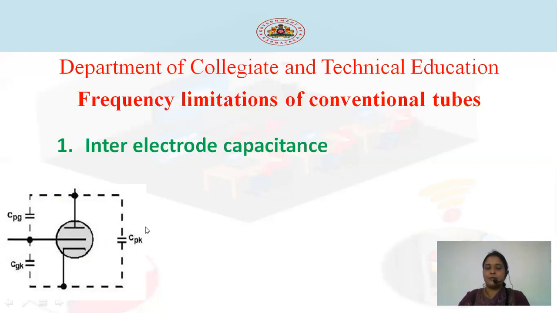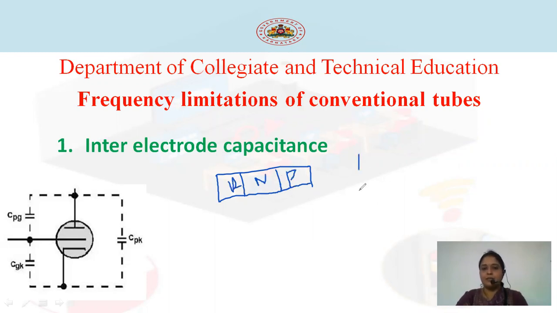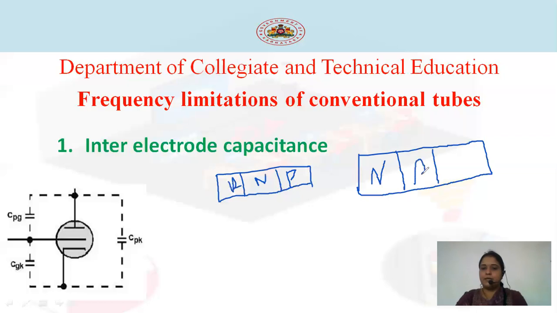Now if you consider the basics of semiconductor devices, any transistor is made up of 3 layers, correct? That is PNP or NPN. This is P, N and P here, or it may be the other way. If you consider an NPN transistor, again it will be 3 layers: this is N, this is P and again this is N.